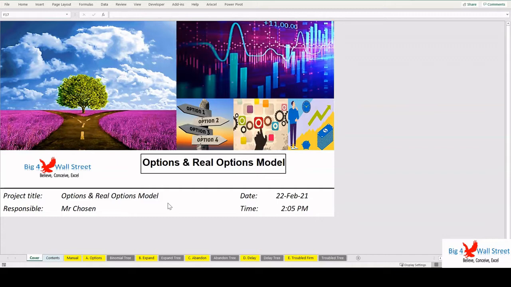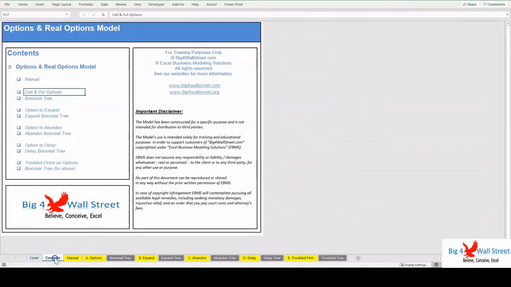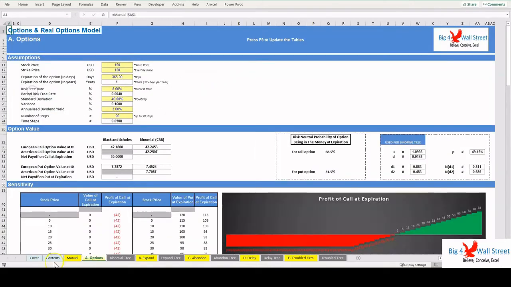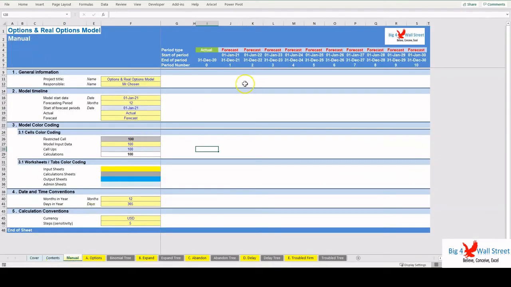So, a quick overview of the model. In the Contents tab you can see the structure of the model and by clicking on any of the headlines to be redirected to the relevant worksheet. On the Manual tab you can feed the general information for the model such as model name, responsible, timeline of the model and date and currency conventions. Additionally, there is a description of the color coding of the model in the same tab.